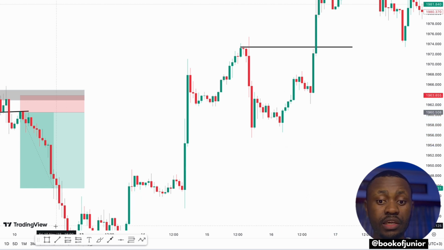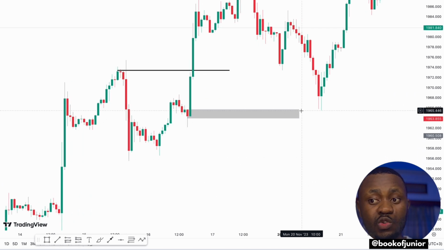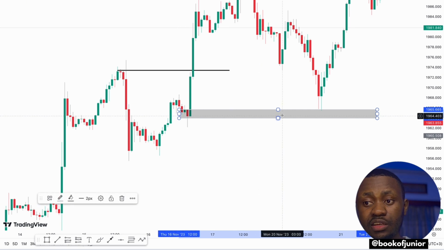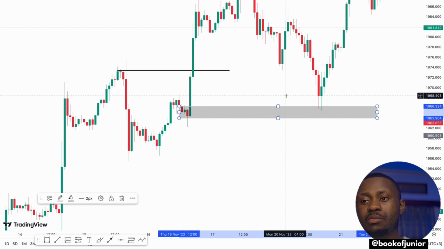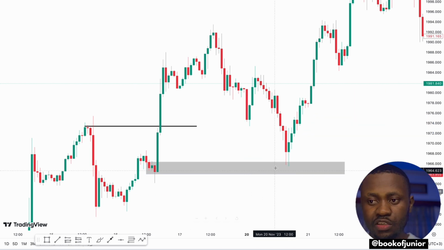Then you mark it out like this, and then you drag it to the future. Now look what happens when you drag it to the future. You see this? Look at that, guys. Look at how price taps into our zone right there. Look at that. Price comes and taps in. As I mentioned, we want to see the V-shaped structures only. V. You see, price taps in.